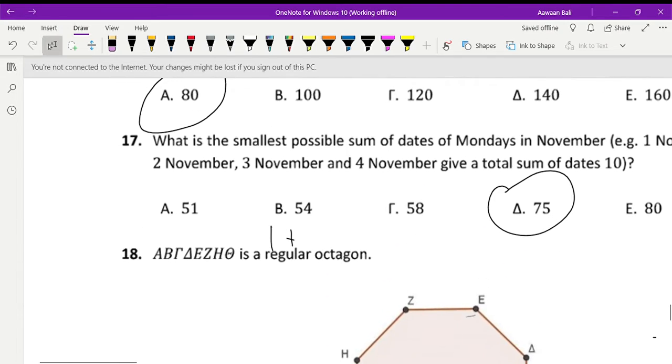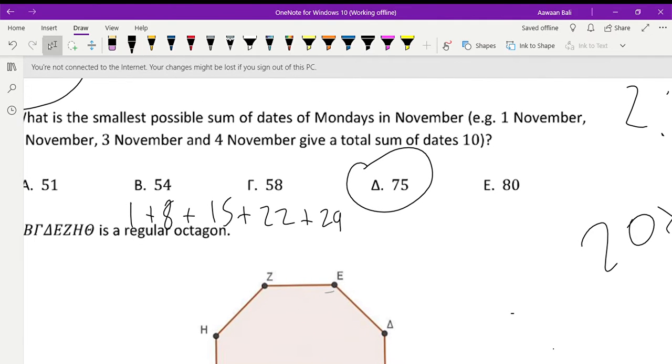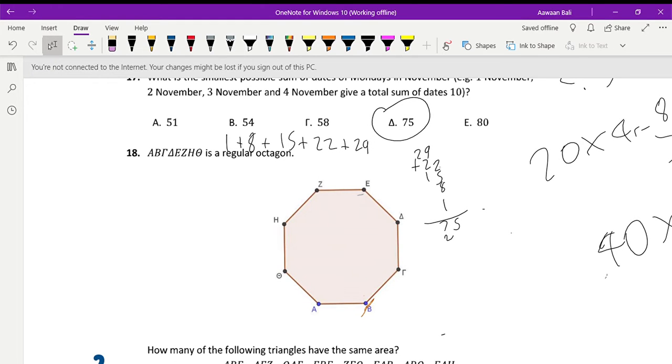So basically 1 plus 7 is 8. Now 8 plus 7 is 15. 15 plus 7 is 22. 22 plus 7 is 29. And since we know that there are a total of 30 days in November, we can stop there. So basically 29 plus 22, 15, 8, 1. 9 plus 2 is 11, plus 5 is 16, plus 8 is 24, plus 1 is 25. Then you put the 2 here. 2 plus 2 is 4, plus 1 is 5, plus 2 is 7. So therefore the answer is delta, 75. Easy, right? Now let's go with the next one.